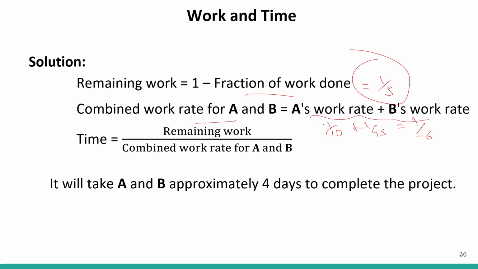So time is equal to total remaining work divided by the combined work rate of A and B. The slide says it will take A and B approximately 4 days to complete the project, but this is wrong here. So this will be 1 by 5 whole by 1 by 6, right? So this will be 6 by 5 days. 6 by 5 days is the amount of time they will take to complete the project, so a whole day and some more.